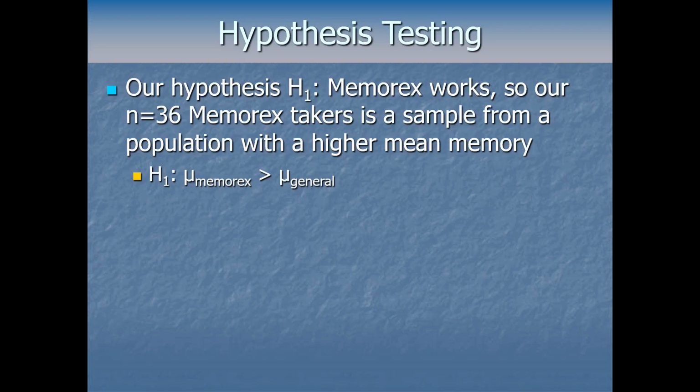By the way, the Greek letter you see here, that's mu, it denotes a population's average. So it's just a mean value, but not for a sample, for a whole population. So H1 is that mu of the Memorex group, so the population average of the Memorex group, is greater than mu of the general population.